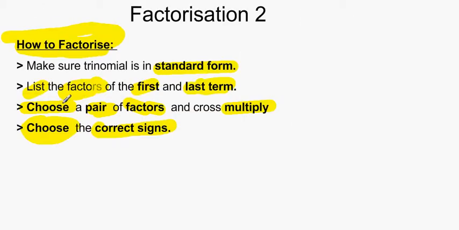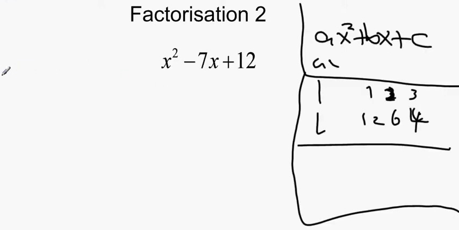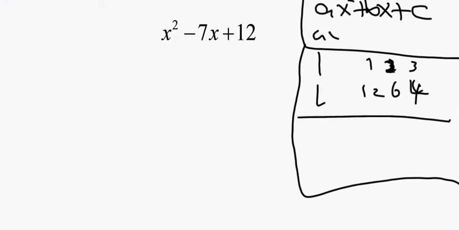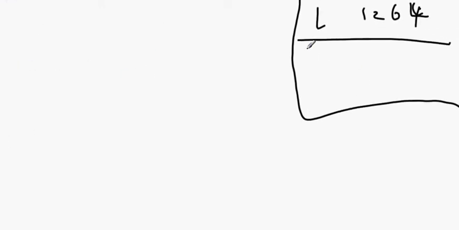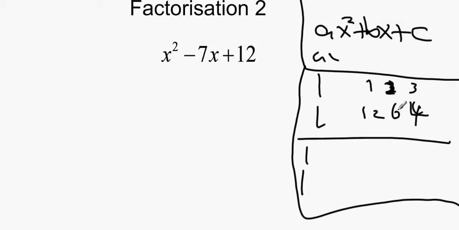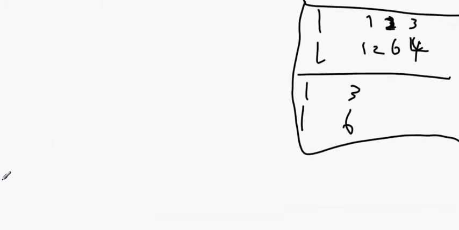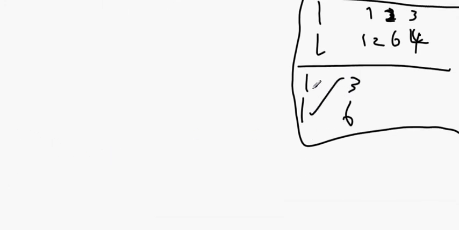Then we need to choose a pair of factors and cross multiply them. So let's see. Obviously we can only choose 1 and 1 for the first one, and then for this one we have 1 and 12, 2 and 6, and 3 and 4. So I'm going to choose, let's say, 2 and 6 for example. Now we cross multiply them, right? 2 times 1 is 2, and 1 times 6 is 6.